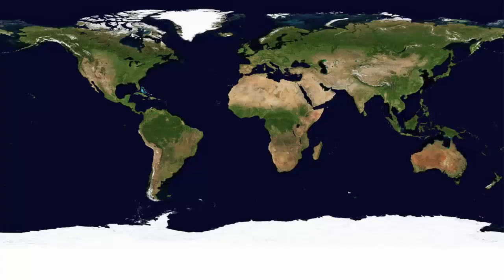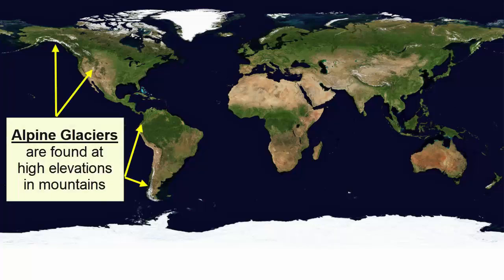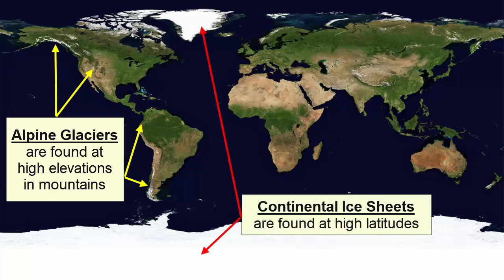Glaciers are found where snow can collect in the winter and not fully melt in the summer. As such, they are found at high elevations in the mountains, called alpine glaciers, or on continents near the North and South Pole, called continental ice sheets. Alpine glaciers can be found in mountains all over the world, including near the equator, but of course there they form only at the highest elevations, 4,700 meters or higher above sea level.